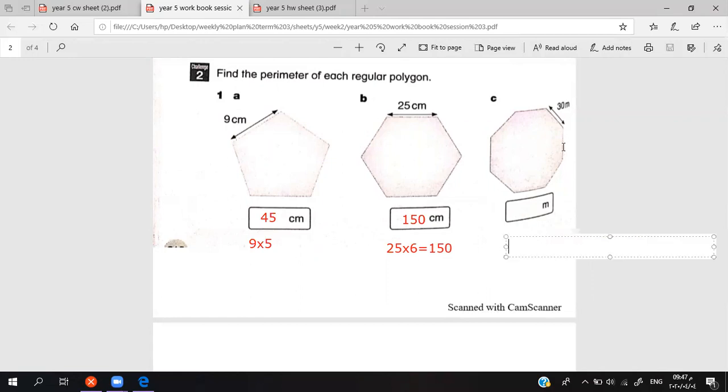Now this is what? Let's count. 1, 2, 3, 4, 5, 6, 7, 8. It's an octagon. So this means I'm gonna multiply the 30 by 8 because the 30 will get repeated 8 times. Okay, the 0 will go out. 8 times 3 is 24. So this is 240 meters. Okay, let's clear it.